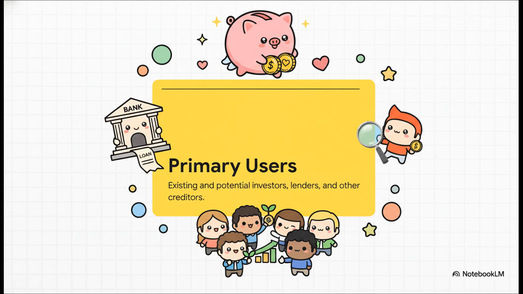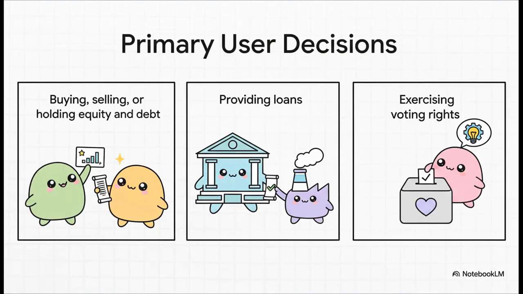The key takeaway is this: you're not writing a report for the general public. You're creating it for the people and the institutions who are actually providing the capital to run your business. And these are the folks making some really high-stakes decisions based on what you report. They're deciding whether to buy your stock, whether to lend you money, or even how they should vote on what management is doing. Your disclosures directly feed into these critical financial choices.